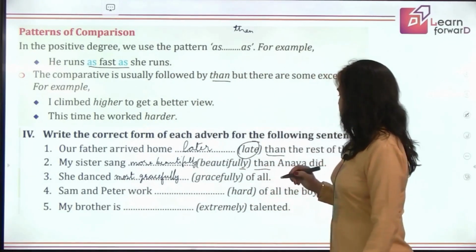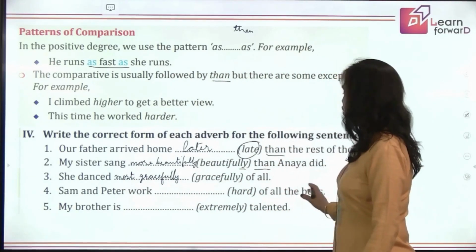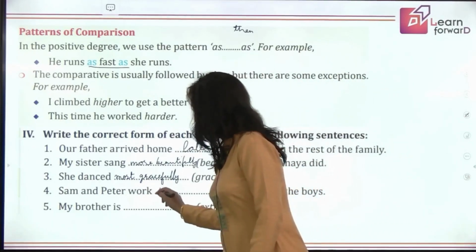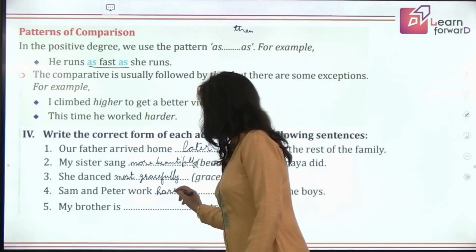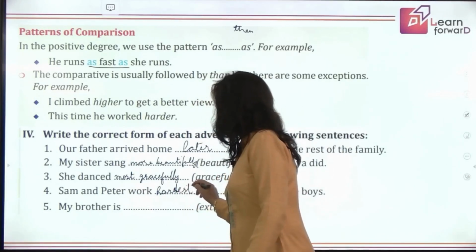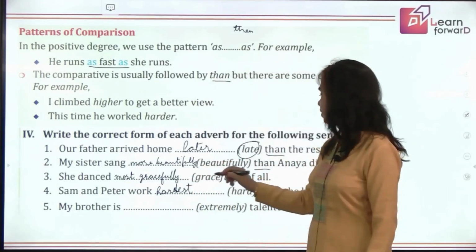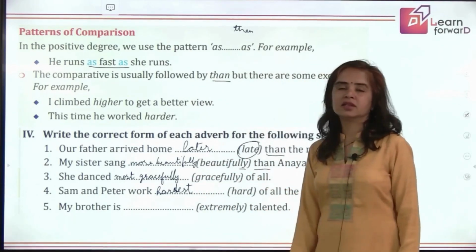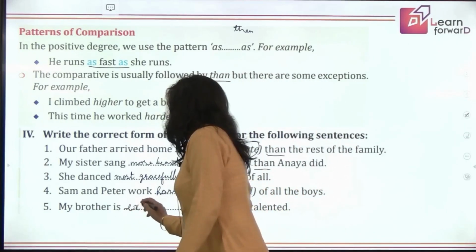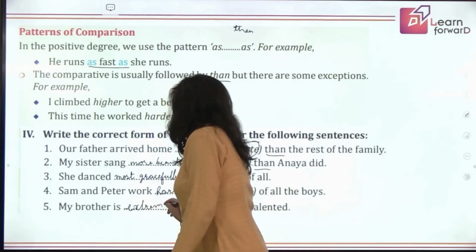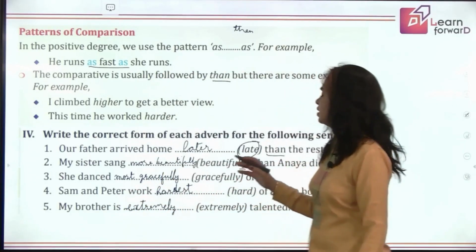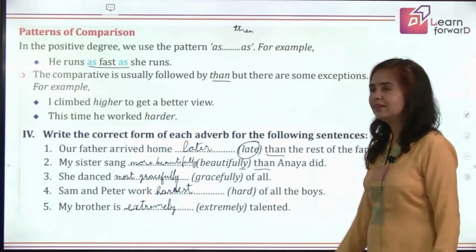Sam and Peter work dash of all the boys. Work hardest, because we are making a comparison between all. So this is hardest. Next, my brother is dash talented. So extremely only. There is no comparison we are making. So my brother is, this is positive degree as it is extremely talented.